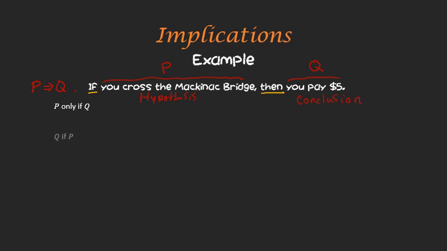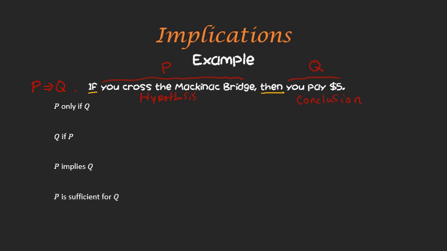You also might hear Q if P. So you pay $5 if you cross the Mackinac Bridge. It means the exact same thing. Still telling me the same thing, that this conclusion Q follows from the hypothesis P. You might also see P implies Q, and I've actually already used this already, right? You cross the Mackinac Bridge, that condition implies that you pay $5, that condition.